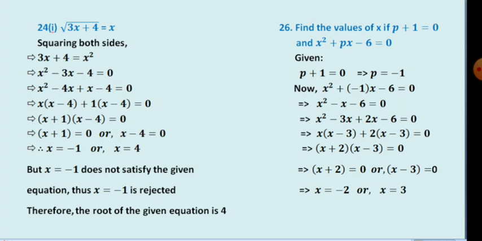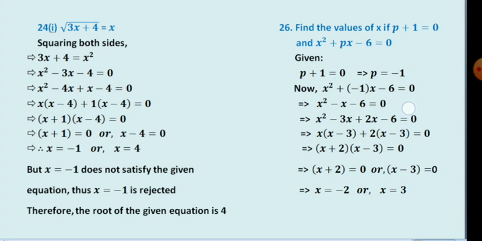Please remember this. Now question number 26. Find the value of x if p plus 1 equals to 0, and the equation is given as x square plus px minus 6 equals to 0. So in place of p, what will we write? We'll first solve p plus 1 equals to 0. Therefore, the value of p is equal to -1. So in place of p, we will write -1. So the equation will be x square plus -1x minus 6 equals to 0, that is equal to x square minus x minus 6 equals to 0.